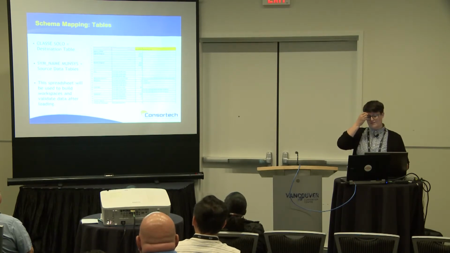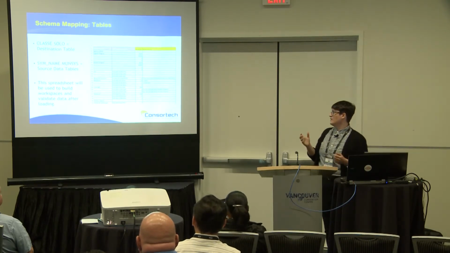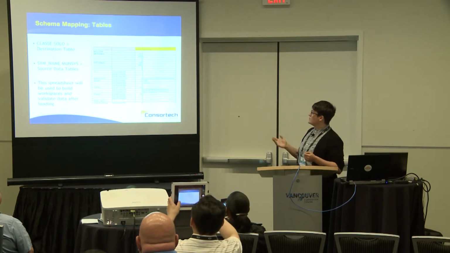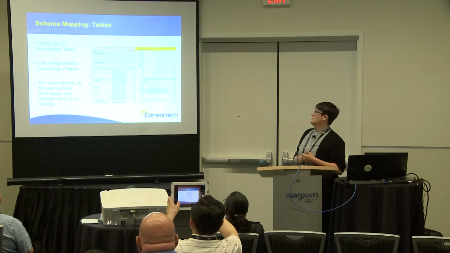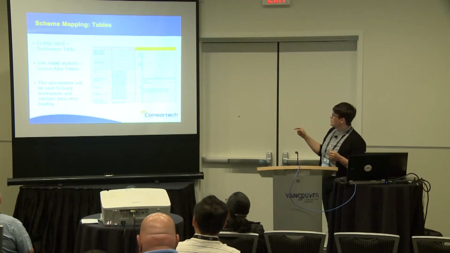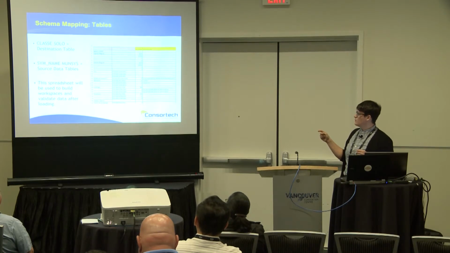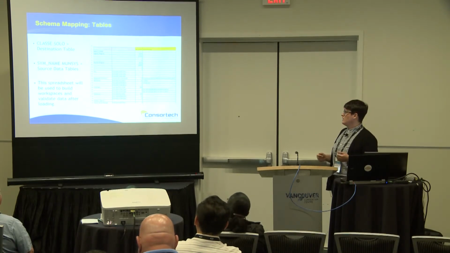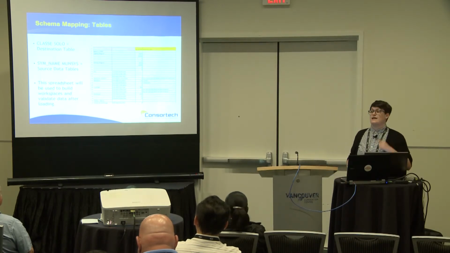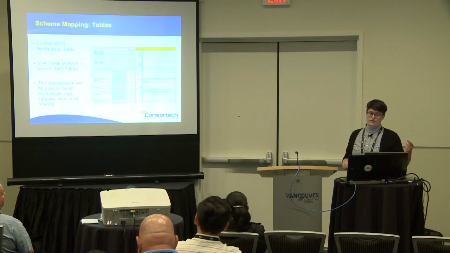So I have a lot of detailed slides. I'm going to go through them kind of quickly. This is an example of one of our tables that we use for schema mapping. Class solo is our destination table. And the source data tables are sim name. So we use this spreadsheet, just a basic Excel spreadsheet, to help build the workspaces and also to validate the data after it's been loaded.